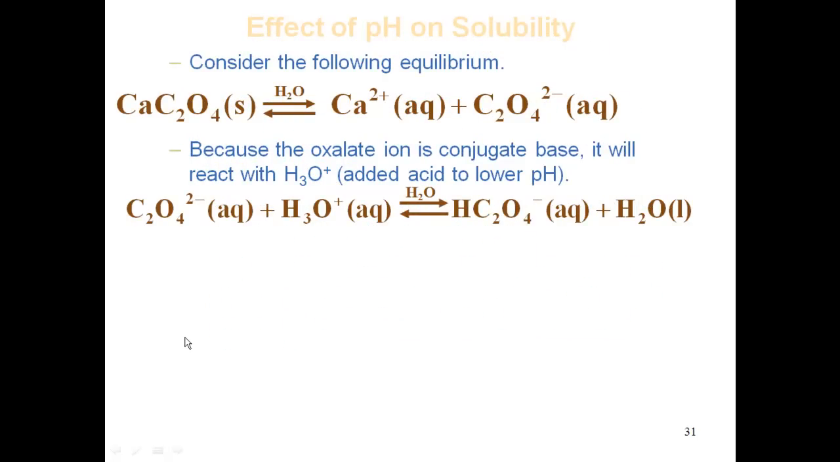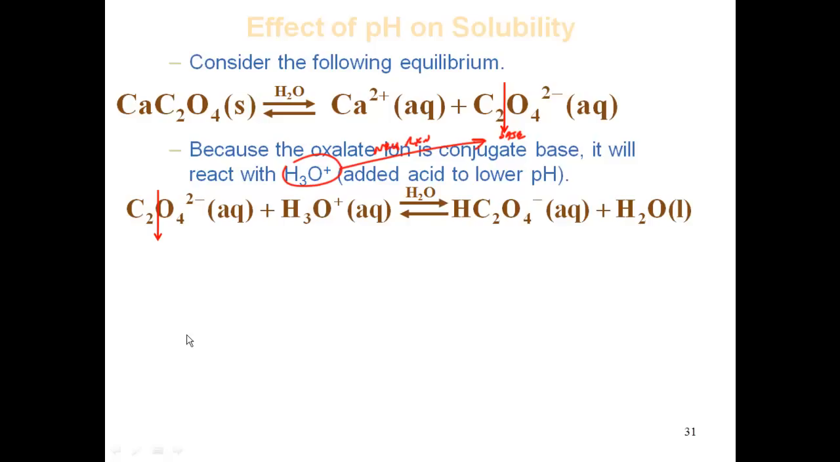I have calcium oxalate, which breaks up into calcium and oxalate ions. Okay, oxalate is a base, right? So if I add some hydronium in the form of acid, what I'm going to get is a neutralization reaction. So in that process of adding that hydronium, what's going to happen to the concentration of my oxalate? Well, because I'm adding that hydronium, I'm going to have that neutralization reaction. My concentration of oxalate is going to go down.